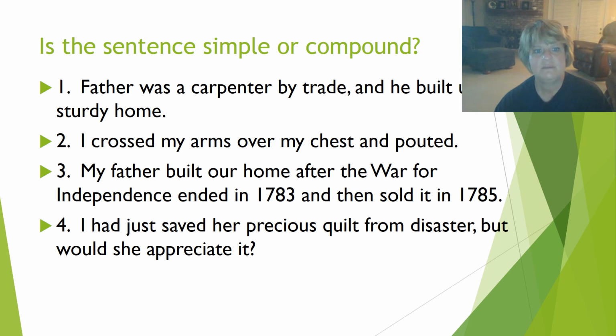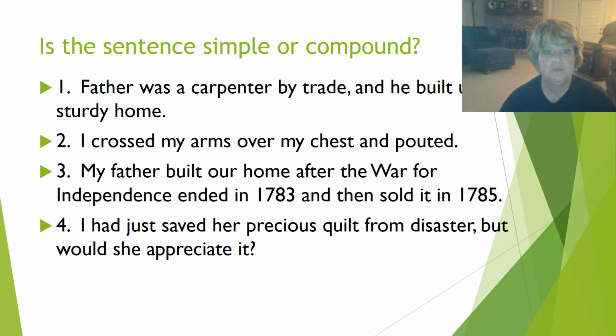Now, let's try some together. Is the sentence simple or compound? Number one, Father was a carpenter by trade, and he built us a sturdy home. I see a comma and the conjunction and. I'm going to look to the left, and it says, Father was a carpenter by trade. That's a complete sentence. Now I'm going to look to the right of the conjunction. He built us a sturdy home. That's a complete sentence. So that means number one is compound.